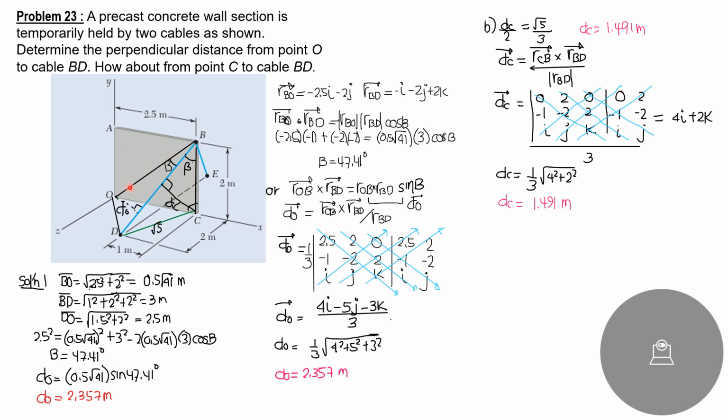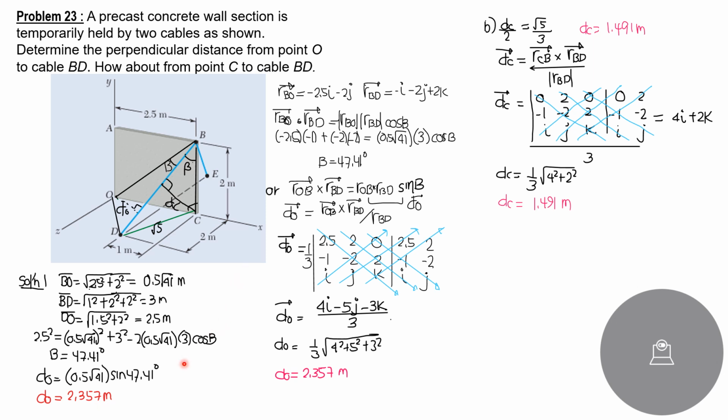Then considering this right triangle with hypotenuse BO, and BO is 0.5 square root of 41, DO perpendicular distance is BO, 0.5 square root of 41, times sine of beta, sine of 47.41 degrees, so 2.357 meters.